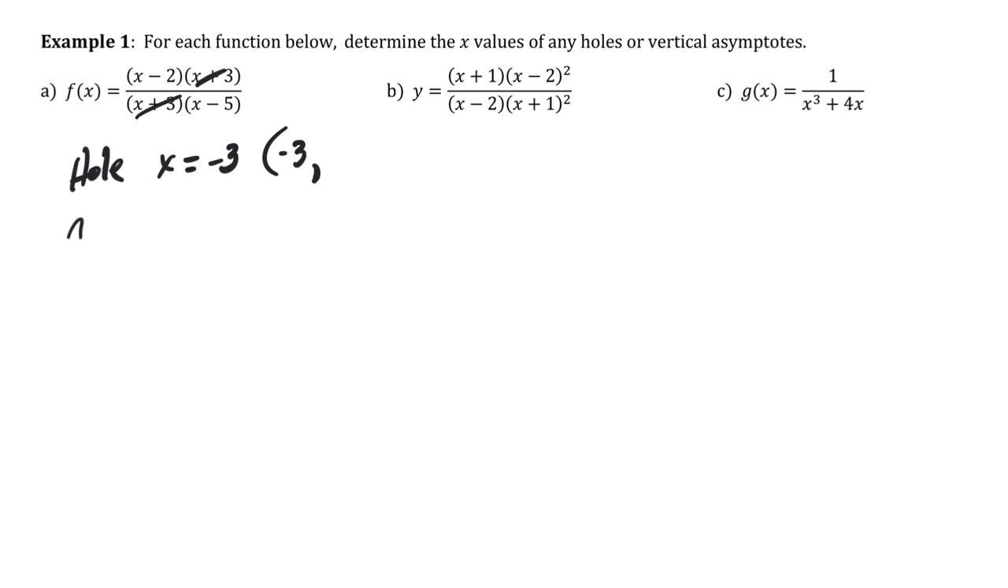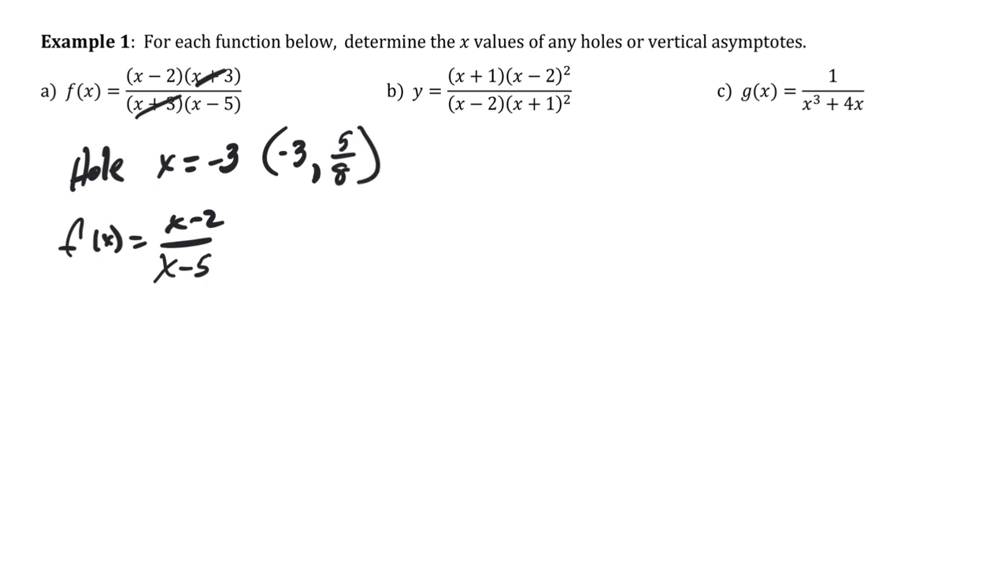Well, let's see what we have left over after we cross these out. We have f of x equals x minus 2 over x minus 5. So if I take that -3, my input, and I put it in there, I'm going to have -5 on the top and -8 on the bottom, so I get 5/8. So that's where my hole is.